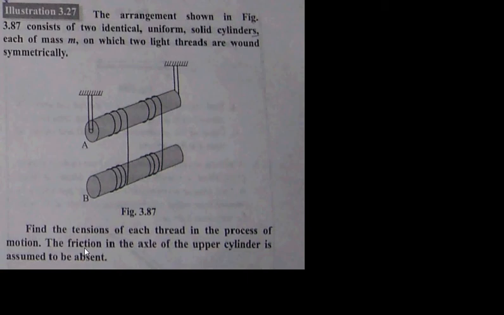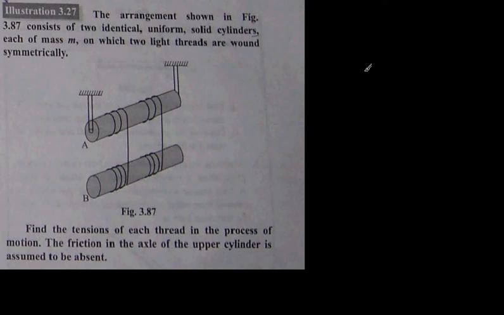The friction of the axle of the upper cylinder is assumed to be absent. Here we will assume there is no friction. This problem is exactly the same as what we solved two videos ago. Okay, let's try this.